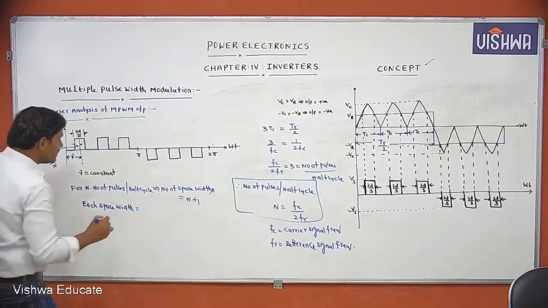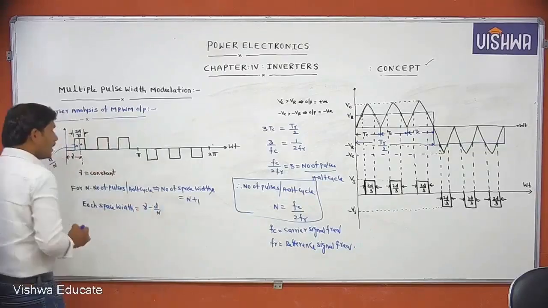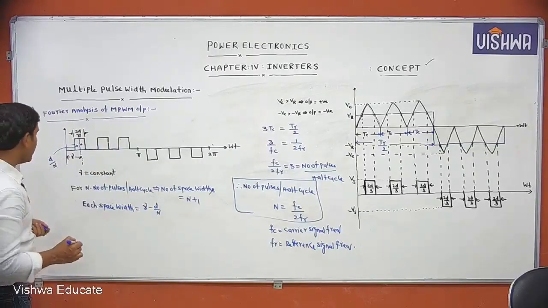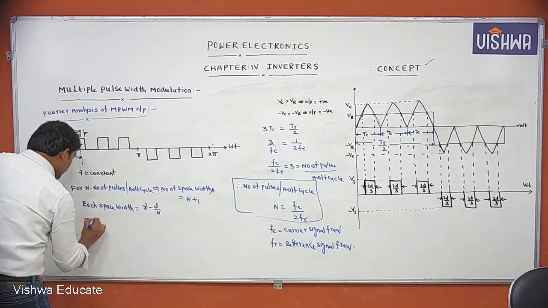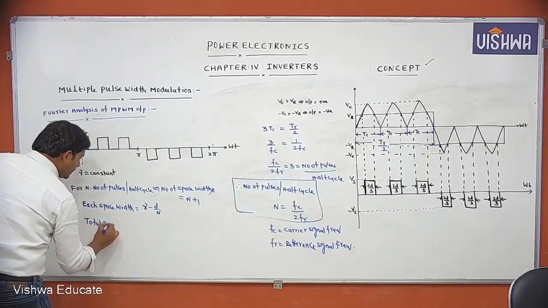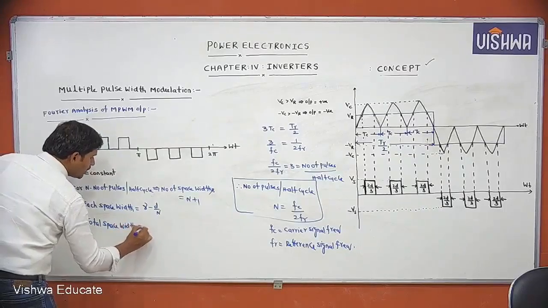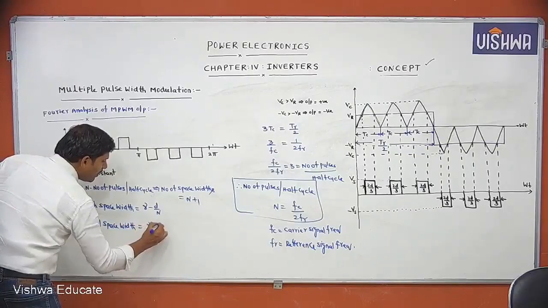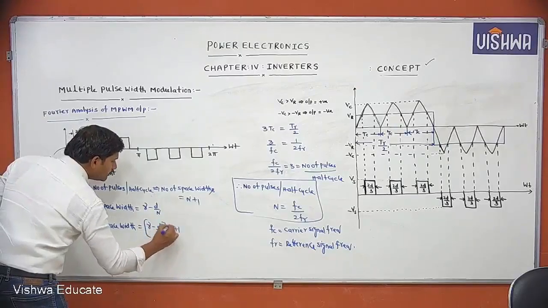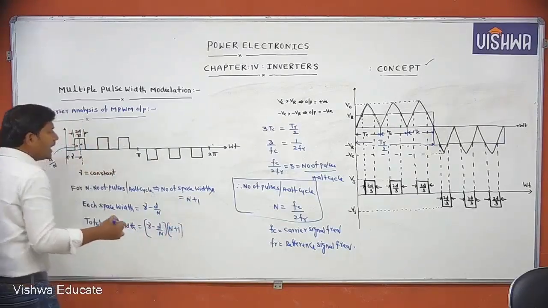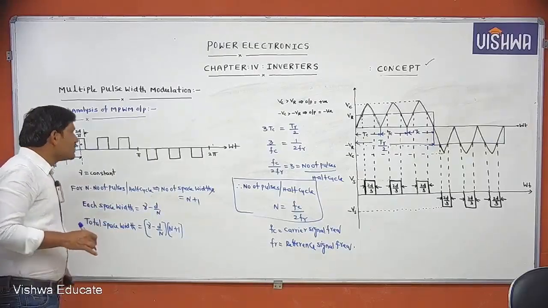Then what is each space width? Gamma minus d by n. Each space width is gamma minus d by n. Then what is the total space width? Total space width equals gamma minus d by n, multiplied by n plus 1, because n plus 1 space widths are there. This is the total space width.